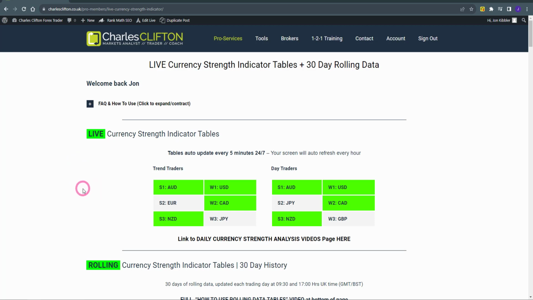We're going to be taking you through some charts of interest today from the currency strength indicator tables. We can see that the Australian dollar is a strong currency at the moment against the US dollar and the Canadian dollar. That was the same coming towards the end of last week.